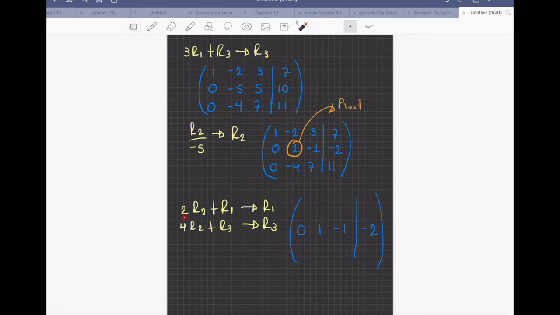Let's do the operations. 2 times row 2 plus row 1. 2 times 0, 0, plus 1, 1. 2 times 1, 2, plus -2, 0. 2 times -1, -2 plus 3, 1. 2 times -2, -4 plus 7, 3.